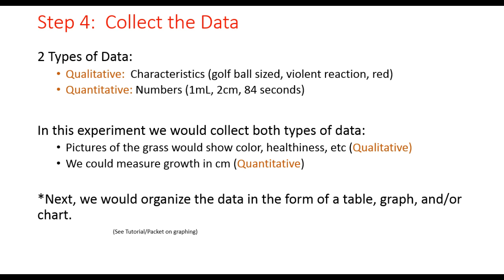Quantitative is more specific and it's based on numbers: 1 milliliter, 2 centimeters, 84 seconds. In this experiment, we would collect both types of data. We would take pictures of the grass so we could show color, healthiness, etc., which would be qualitative data, and we could measure the growth in centimeters, which would be quantitative data.